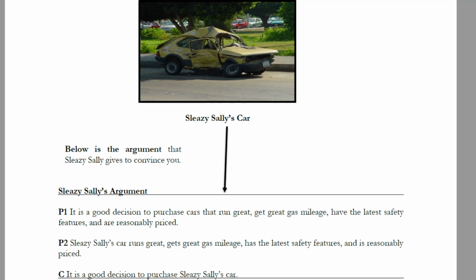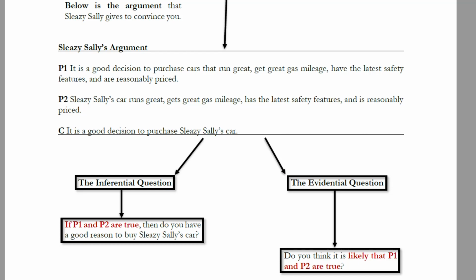Premise 1. It is a good decision to purchase cars that run great, get great gas mileage, have the latest safety features, and are reasonably priced. P2. Sleazy Sally's car does run great, it gets great gas mileage, and has the latest safety features, and is reasonably priced. Conclusion. It is a good decision to purchase Sleazy Sally's car. So, is this a good argument? To determine this, we need to answer both the inferential question and the evidential question.